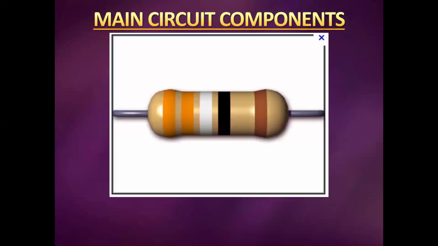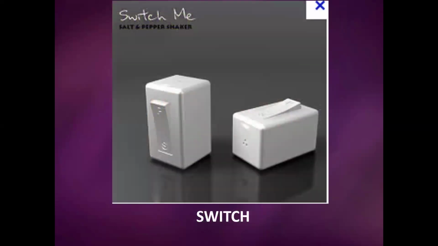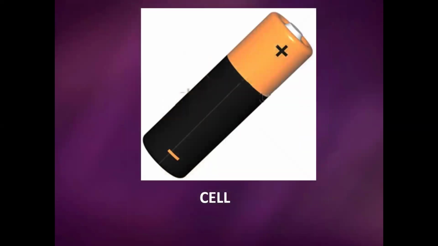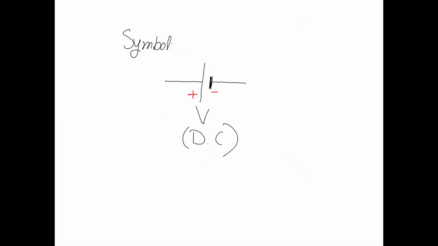This is a simple concept of electrical circuits and the main circuit components. This is called a resistor. What is the purpose of a resistor? A resistor is a little component which blocks or controls the current, like a speed breaker on a road, or like the traffic police on the road, they control the traffic. We have switches. This is the main switch. We have a cell. A cell is a portable source for DC.